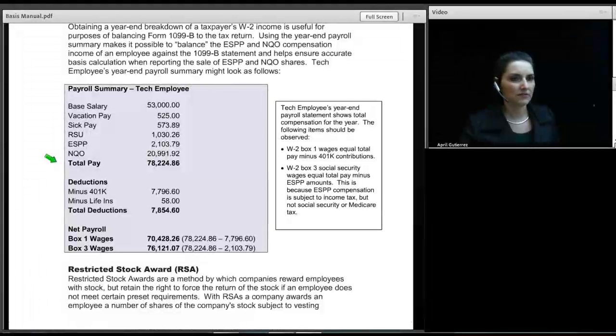Well, that's not the number on his W-2, is it? Because wait, he had a 401k contribution. So his box 1 wages on his W-2 is going to be $78,000 minus that 401k contribution, which leaves us the $70,000. And then we have this box 3 wages, which is a higher number again. It's that $78,000 minus the $2,103 up here. That's the ESPP. So in a perfect balanced world, the W-2 is going to match the payroll summary, which is going to match the advice of exercise statements that my client received from their employer at the time they exercised. We should be able to follow all of that through.